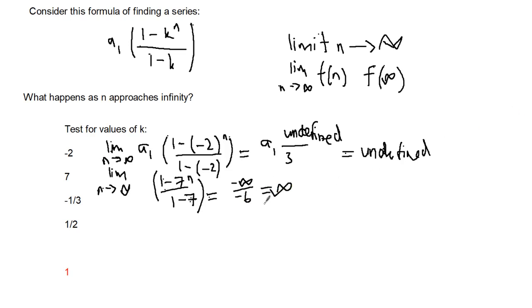Right? Once we set it up to the limit as n approaches infinity, we can do these operations as if infinity was a number. But without the limit, you cannot do the operation as if infinity was a number. So let's do negative 1/3. So 1 minus negative 1/3 to the n power over 1 minus negative 1/3. As this approaches infinity, we have 1 minus negative 1/3 to the infinity over 1 minus negative 1/3.